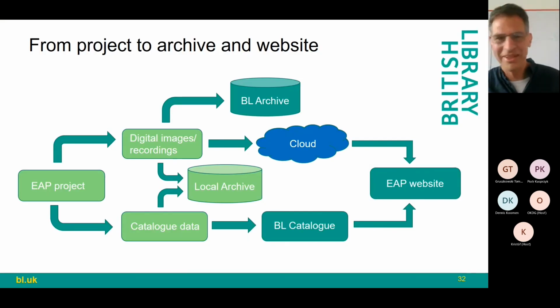So an even more complicated flowchart, which I'm not going to go into in detail, but actually this is the whole digital flow of an EAP project, where the project's digital produces images and catalog data. The data goes into the BL catalog, and the images go to two places. So they must produce TIFF images. And this is another principle that I think is important.